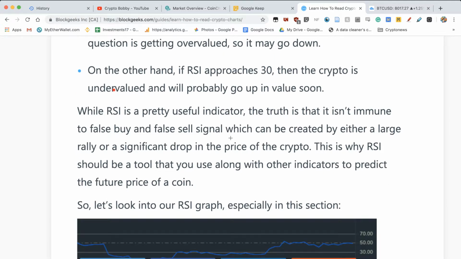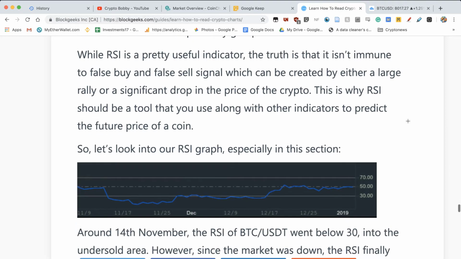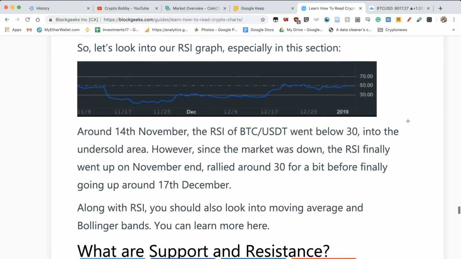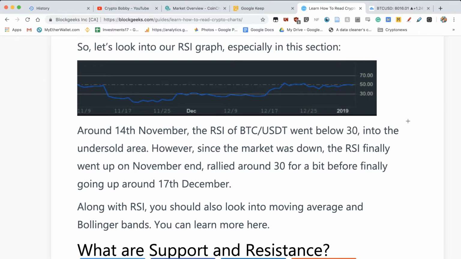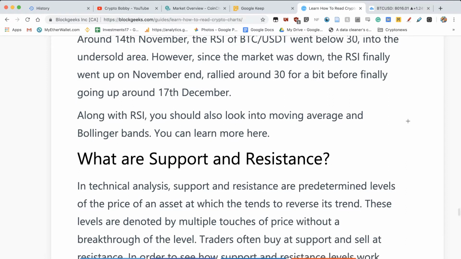While RSI is a pretty useful indicator, the truth is that it isn't immune to false buy and sell signals. Like with all indicators, I wouldn't just use one indicator, but use all different indicators so that you can have a bigger picture of what's going on in the market.